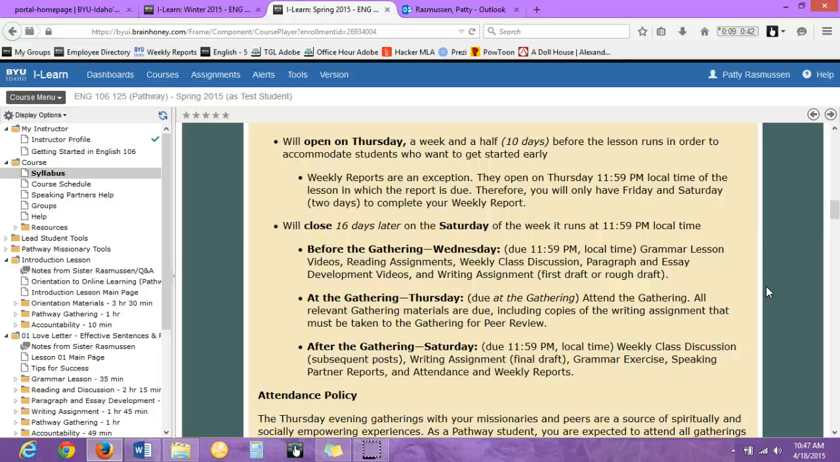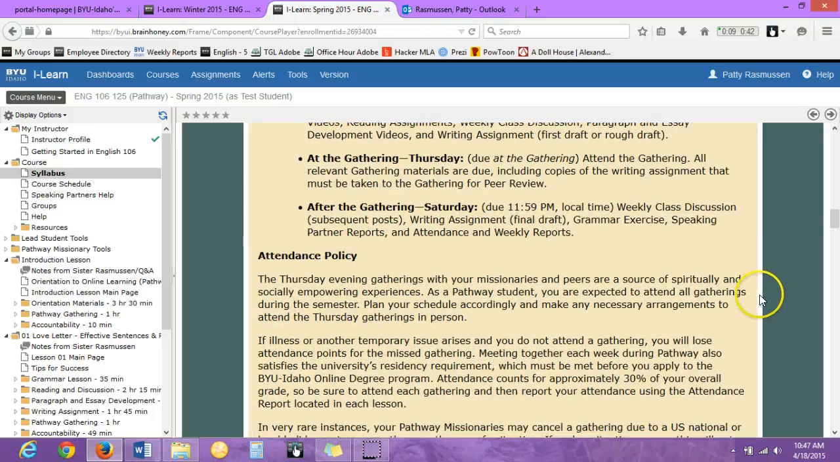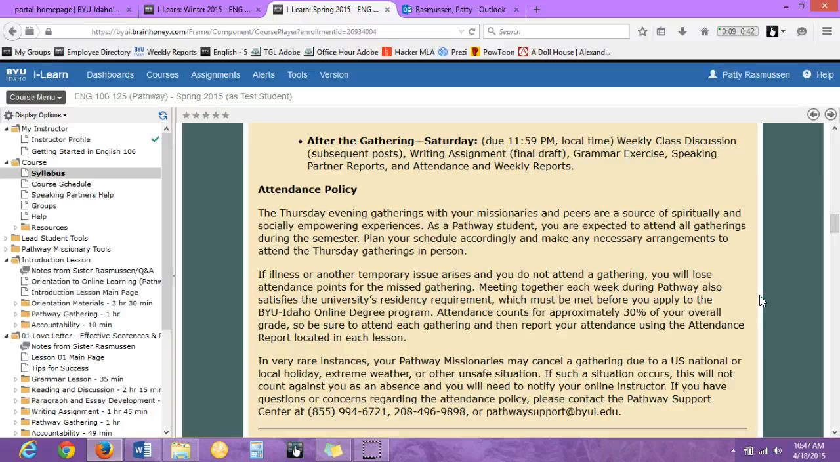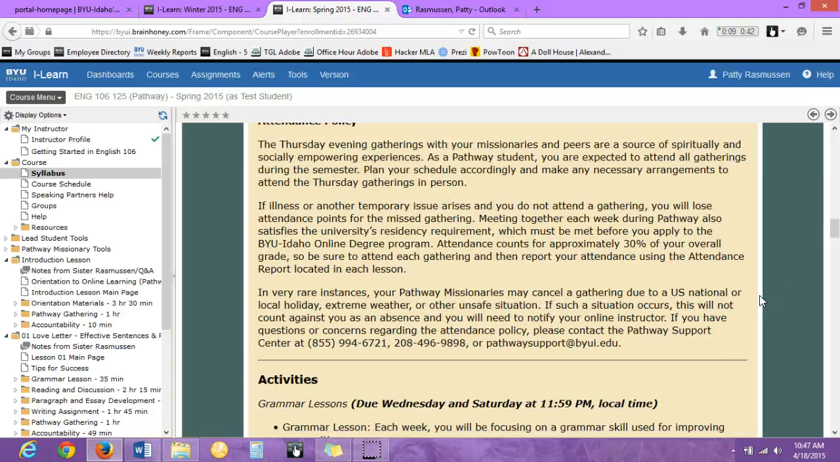Also, you will have a gathering, of course, each week, so you want to make sure that you attend those on time. There will be a report each week as to whether or not you have attended. And if for any reason your gathering gets canceled, there is a way to report that and then send me an email, and I will excuse those points for you. So I hope you enjoy your gathering times and hope that you get a lot from them.